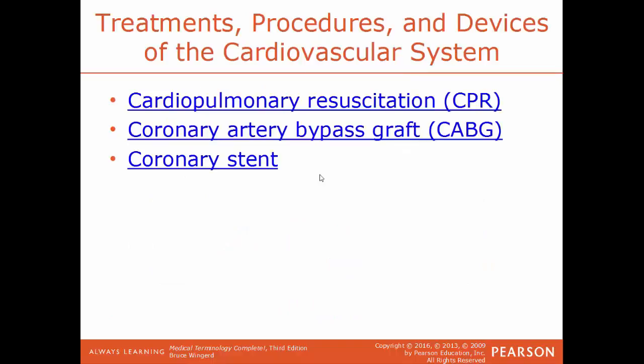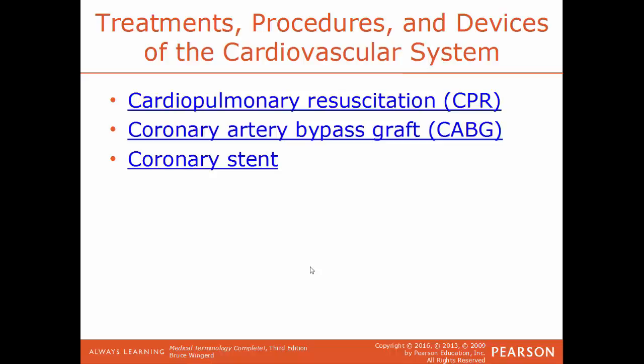So our next term, CPR, cardiopulmonary resuscitation. This is a life-saving procedure that's done to help restore a person's heart rate or breathing. It's a combination of chest compressions and also breathing into the patient's mouth.